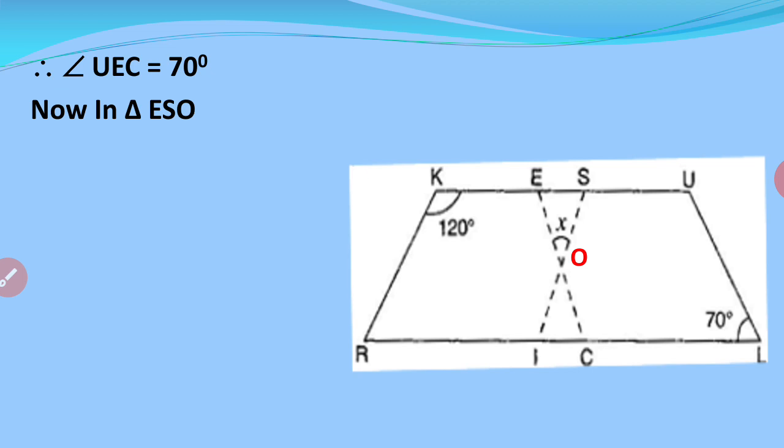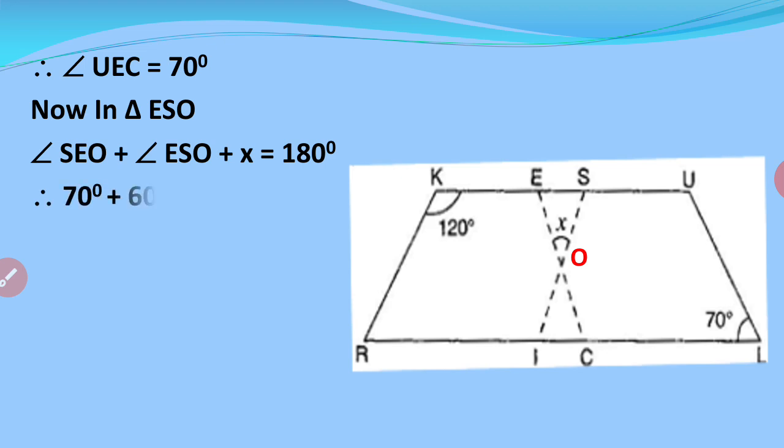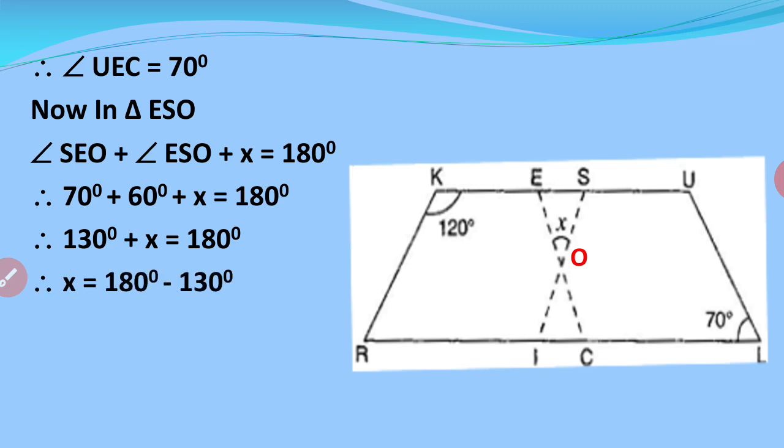Now let us only focus on triangle ESO. In triangle ESO, we have already found out the measure of two angles. So it is very easy to find out the measure of the third angle using the angle sum property of the triangle. So we proceed with the angle sum property and we get the value of x to be equal to 50 degrees.